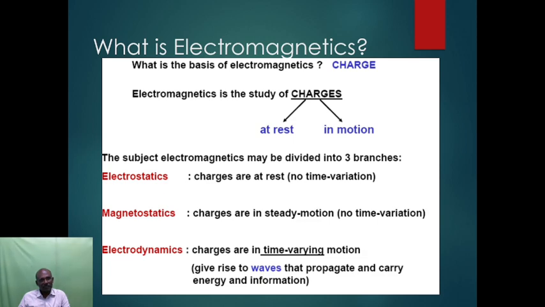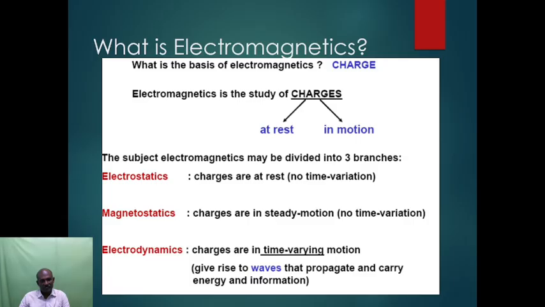In general, electromagnetics is a study of charges at rest and in motion. In electrostatics, the charges are considered at rest, with no time variation. With respect to time, there is no change in the state of the charges. But in magnetostatics, we are dealing with charges changing with time. With respect to time, there is a change in the state of the charge. In electrodynamics, charges are time varying. So it gives rise to waves that propagate and carry energy and information.